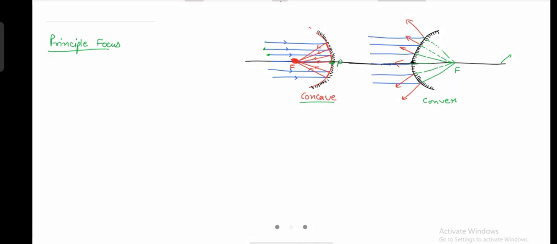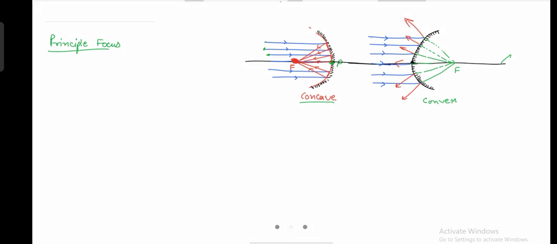But in the convex one, what happens? In the convex one, you see it is a diverging mirror. So the incident lines which are coming, this one, this one, this one, they are parallel to the principal axis. All of them are parallel to the principal axis, but they are not meeting directly at the focus. Instead of that, what is happening? They are reflecting something like this.